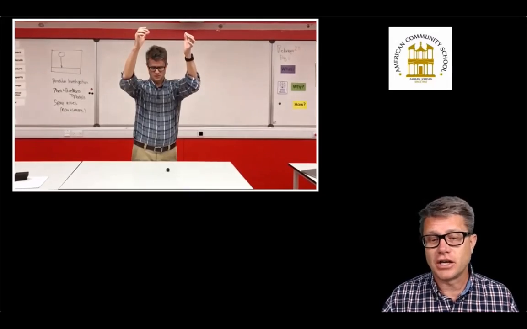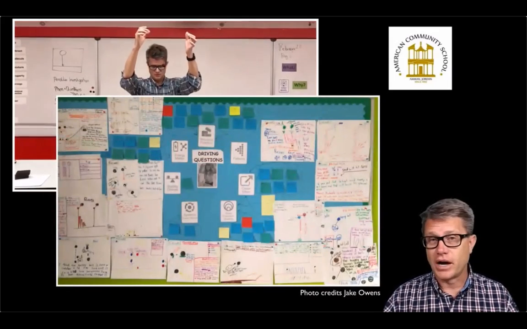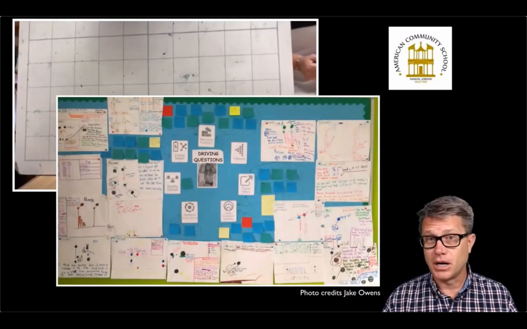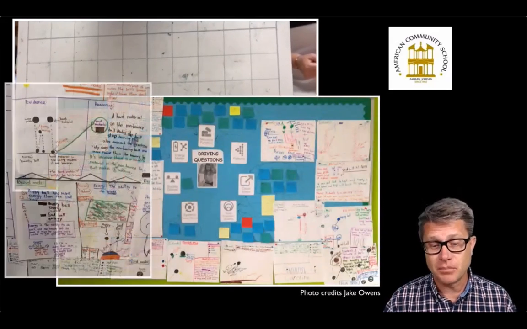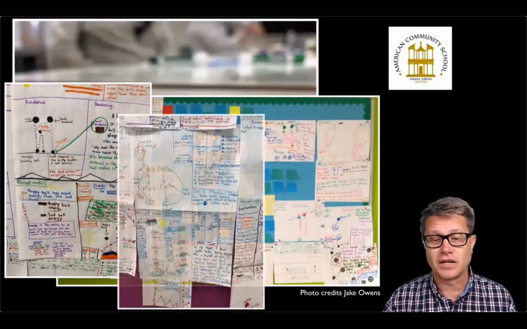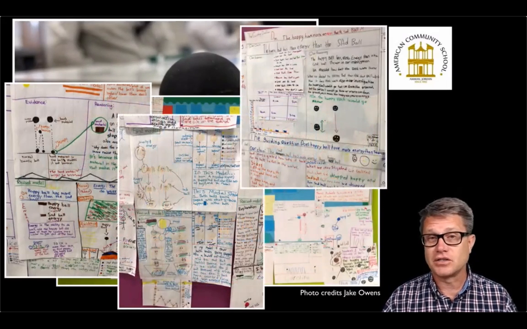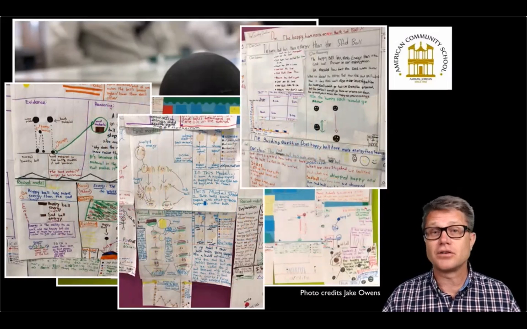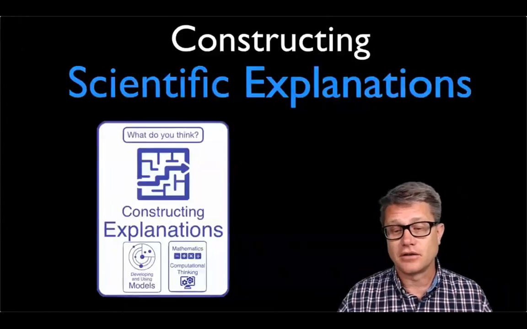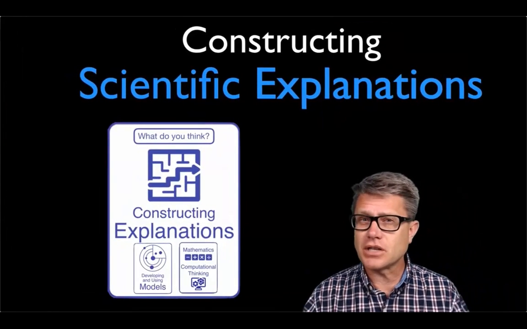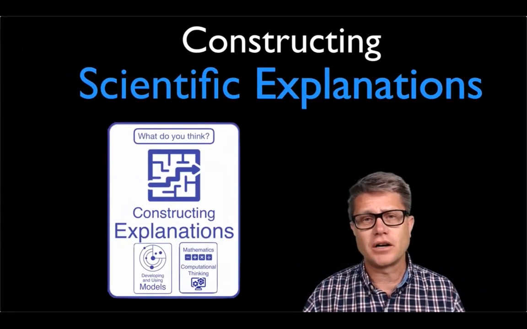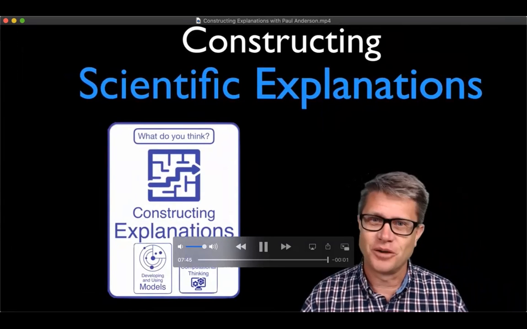Their teacher, Jake Owens, created a driving question board where he put all of their questions up. He then put all of their models up, and the students are systematically going through and doing investigations to test those explanations to see which ones are wrong and which ones are right. The nice thing about science is there's going to be one reason for why this occurs, and so we can all work together to find that one explanation. So that's constructing scientific explanations. It's what scientists have always done, but we want our students constructing that as well, and I hope that was helpful.